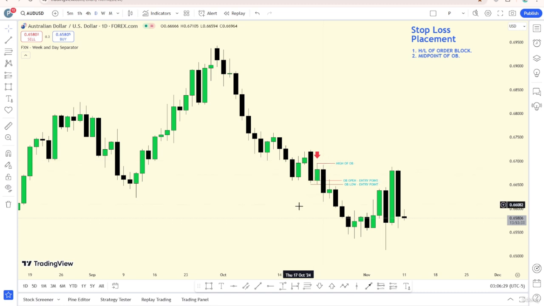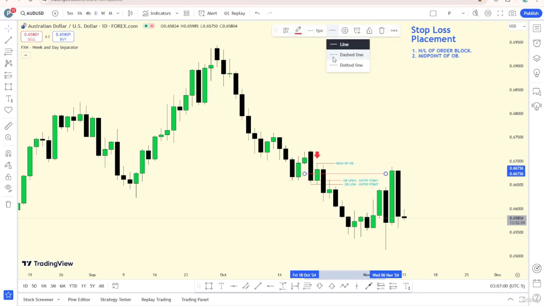The second place, which is a more aggressive area that you can place your stop loss, is the midpoint of that order block. I've used this rectangle to capture the high and the low of that order block, and it's giving me a midpoint. So that is the midpoint of the order block. Once we have that midpoint, you can see that is our midpoint.